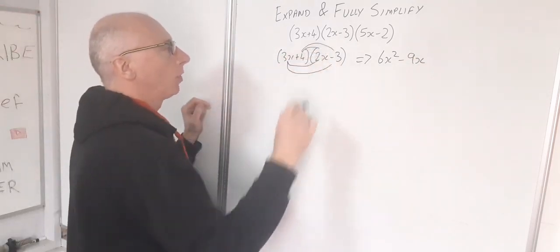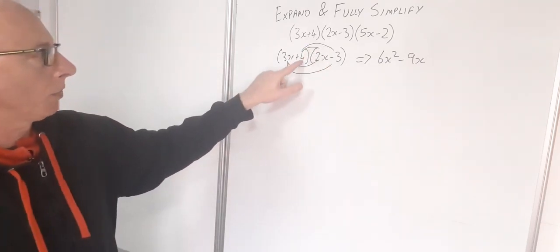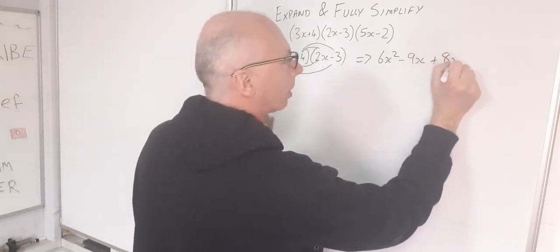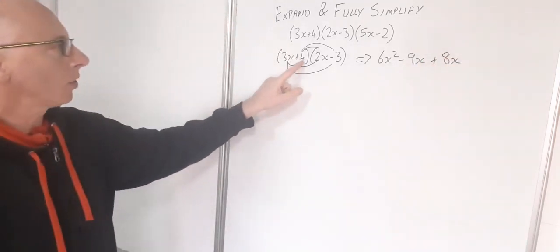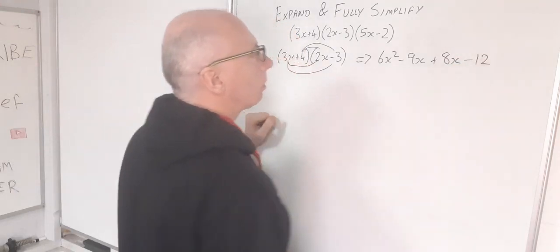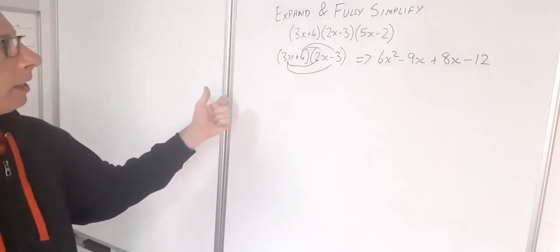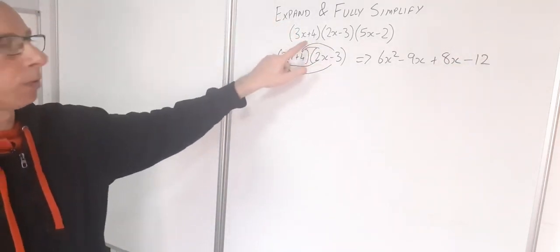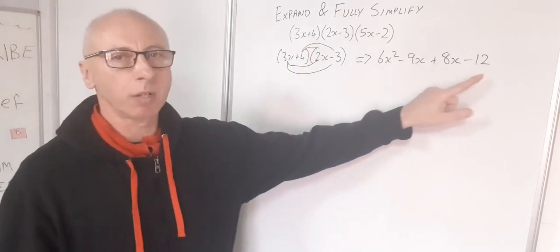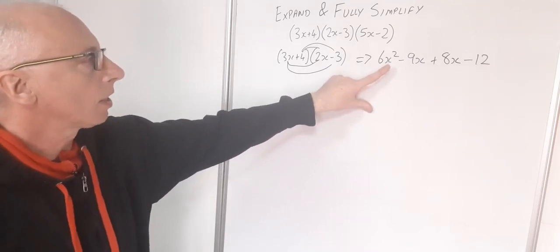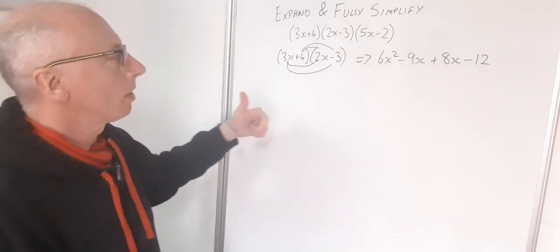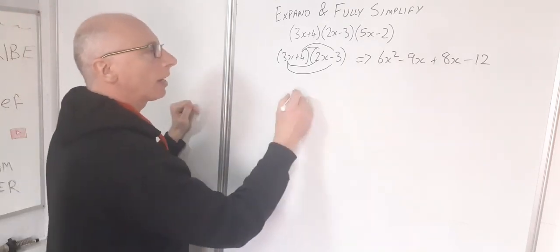Now let's distribute the 4. So now I've got plus 4 times 2x, that's plus 8x. And plus 4 times minus 3, that's minus 12. Okay, so that's straight away, we've already got two bits fully simplified out. Now what I can do is now I can just simplify this off a little bit. So 6x squared minus 9x plus 8x.